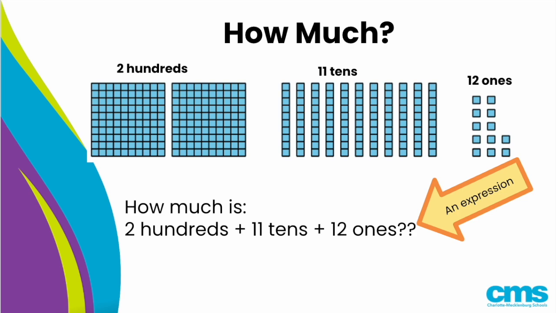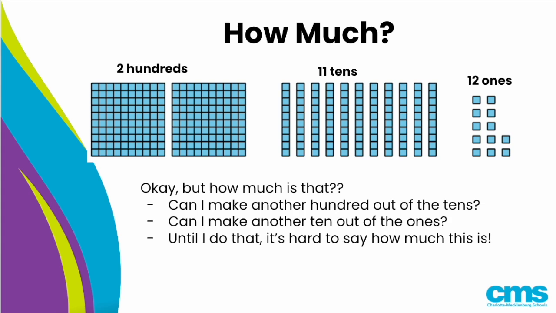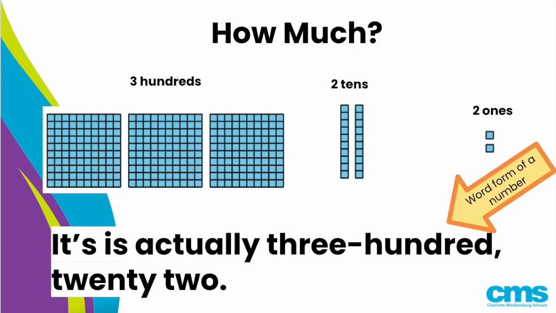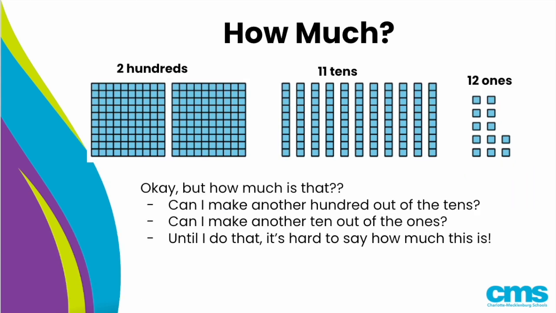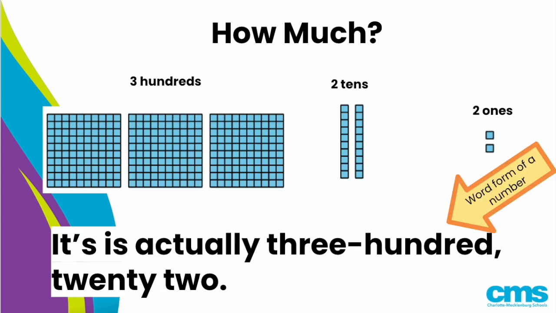Students learn that when we express an amount like this, that we can call that an expression. And what we want students to consider is if they can join some of these tens together to make another 100, and can they join some of those ones together to make a 10? And until they do that, it's really difficult for them to say exactly how much is here. So when we join our tens together to make 100, and we join our ones together to make a new 10, then we can see that this is actually 322. So it's a little more difficult to see from this original picture, but we help students see that they can group some of those tens together. When they do that, then it's easier to name how much they have.